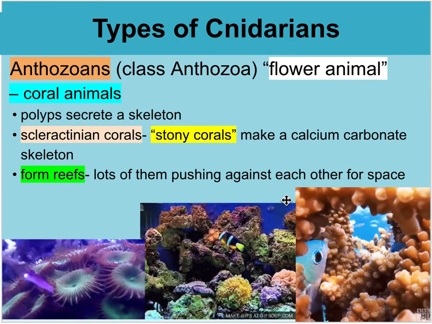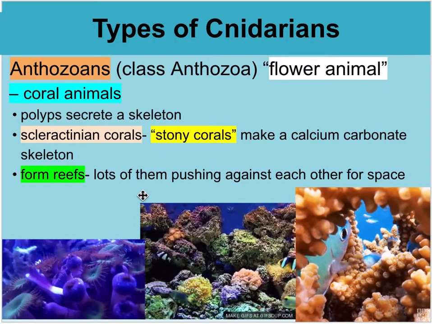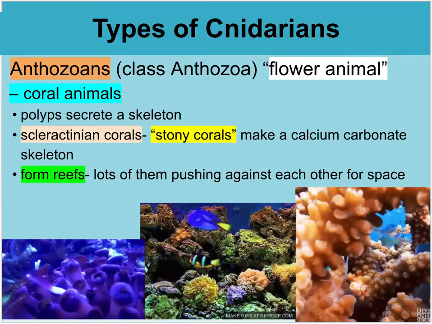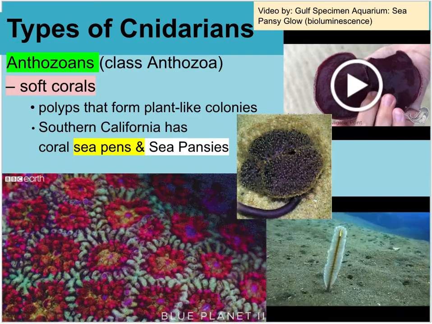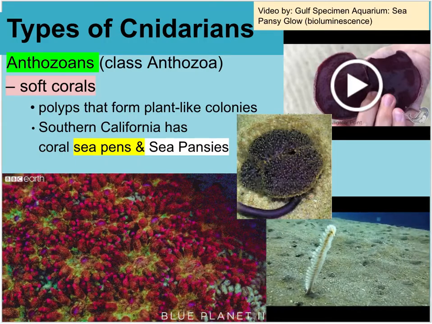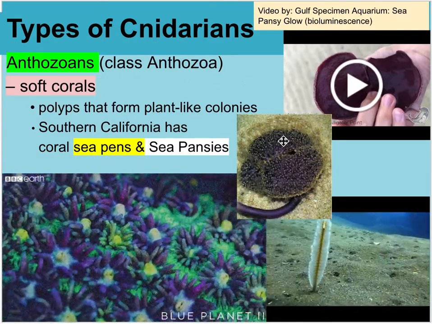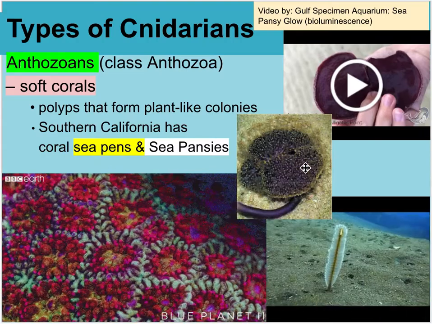So these guys, by making these rocky skeletons for themselves, end up being a reef building type of creature that helps other organisms have a space to live. One type of coral that people don't even know exists in many cases are the soft corals. Soft corals do have colonies, sort of like plants.